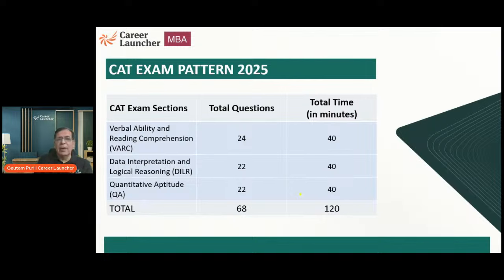Okay, and very quickly, for those who have not attended my sessions so far, we are looking at the second section of CAT. In CAT 24 it was DILR with 22 questions in 40 minutes, and this is what we expect in CAT 25 also. Hence, I've written CAT exam pattern for 25.